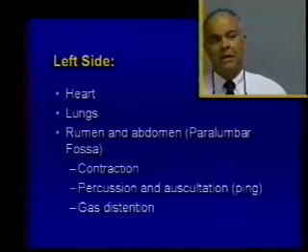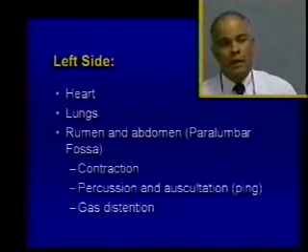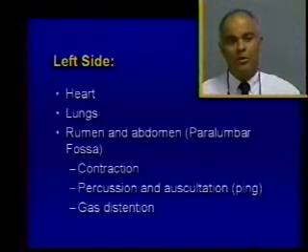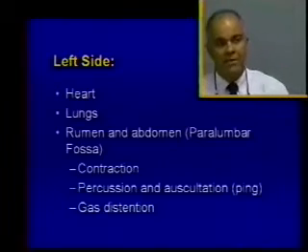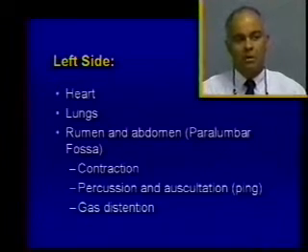Then we want to examine the rumen and the abdomen. Remember the paralumbar fossa, which on its dorsal border has the transverse process of the spinal cord. On the cranial border is the last rib, and then the caudal ventral border of the paralumbar fossa is the tendon of the internal abdominal oblique and the transverse muscle.